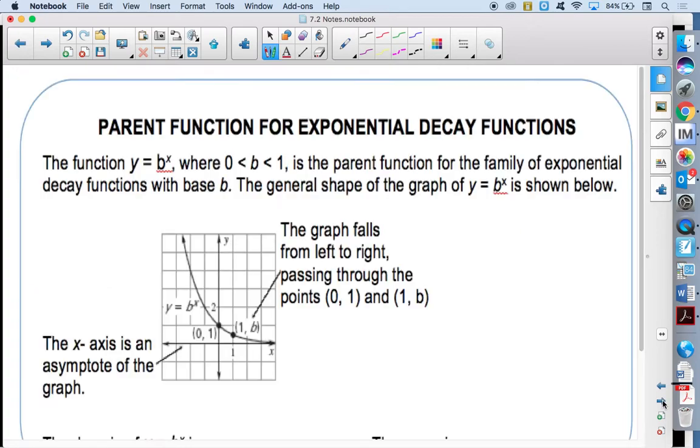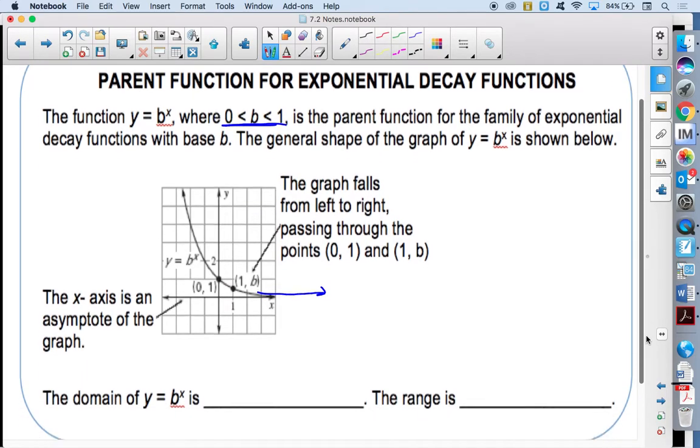If you look at the graph down below, the parent function from Friday was the most basic function. Friday's graph grew. This one decays because now b is between 0 and 1. You can see that it does start up high. It's exactly the opposite of Friday's graph. And it still goes further horizontally, so that's the part to remember. It doesn't just stop, it continues to flatten out and go horizontally along the x-axis, never touching the x-axis.